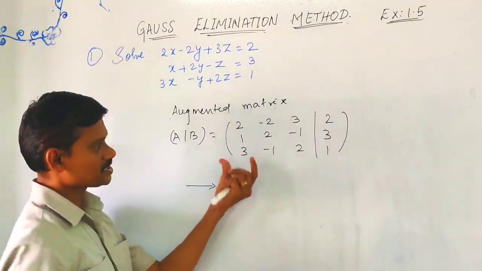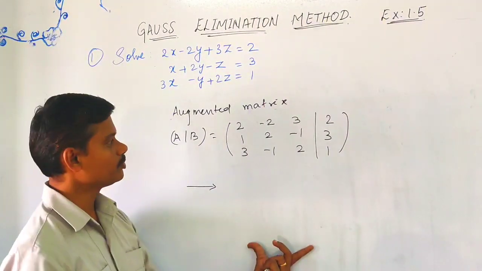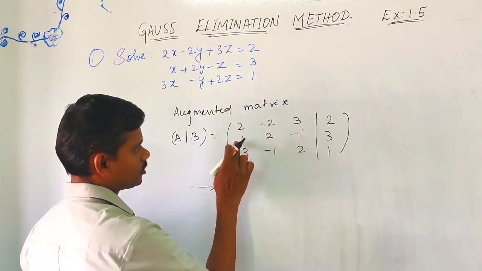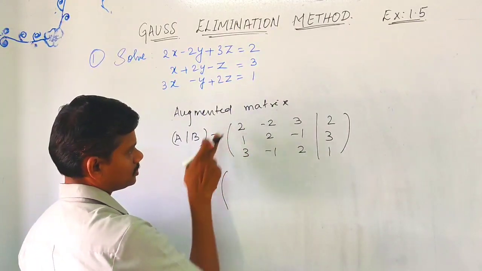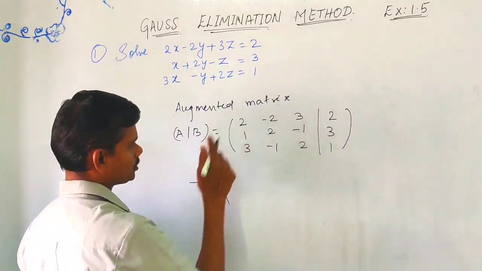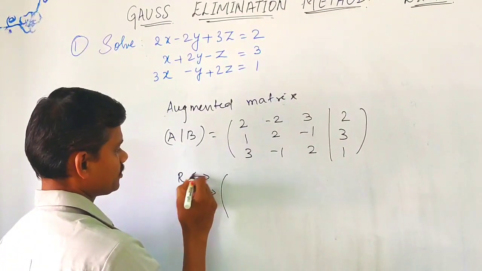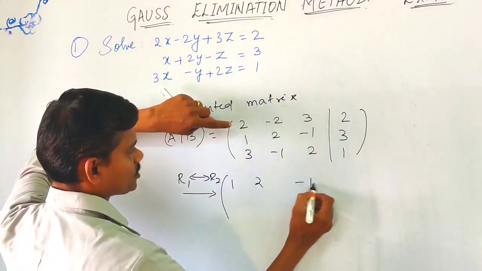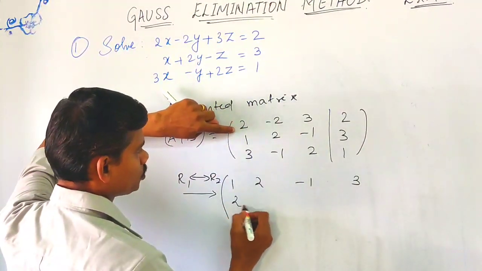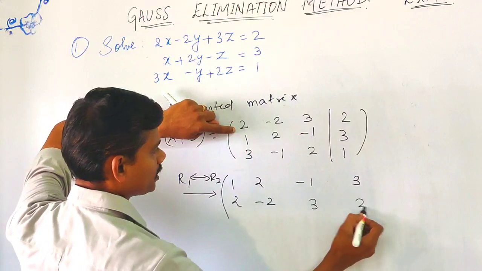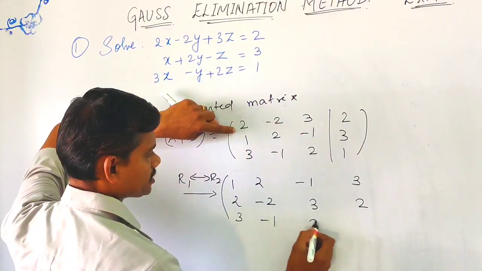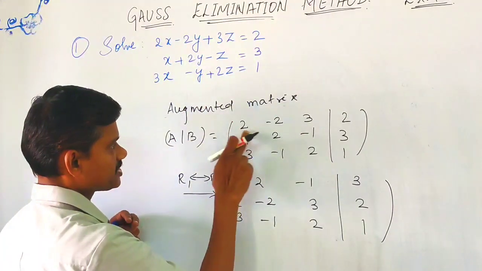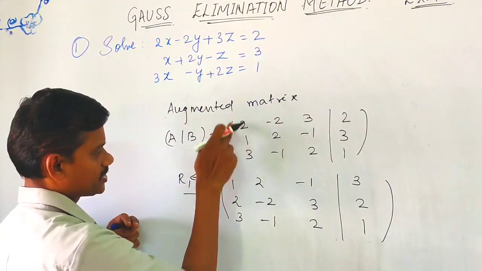Now we have to bring this augmented matrix to row echelon form or row reduction form. First we interchange row 2 with row 1. Row 1 interchanged with row 2 gives 1, 2, minus 1, 3. Then 2, minus 2, 3 and 2. The third row comes as it is. You will get this matrix. First we have to make the first element 1, and for that we are interchanging.